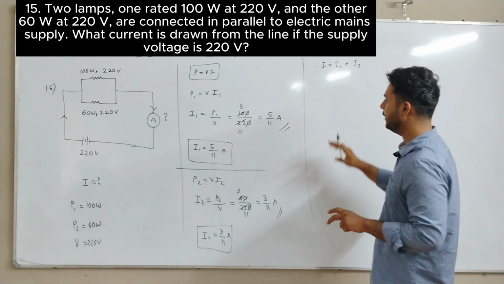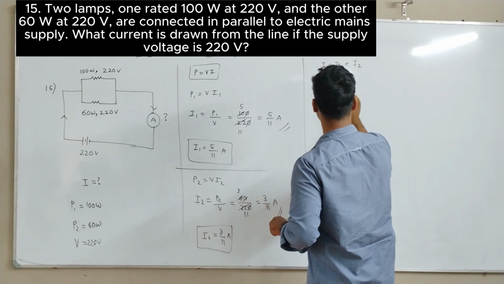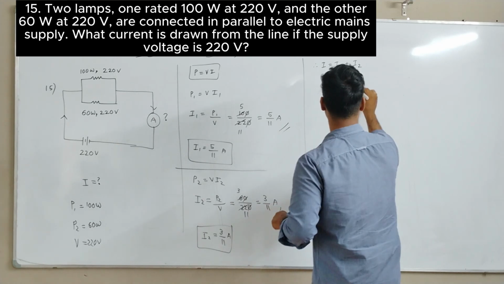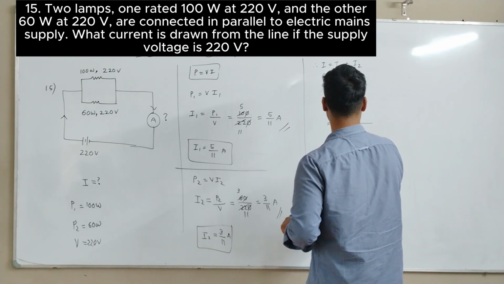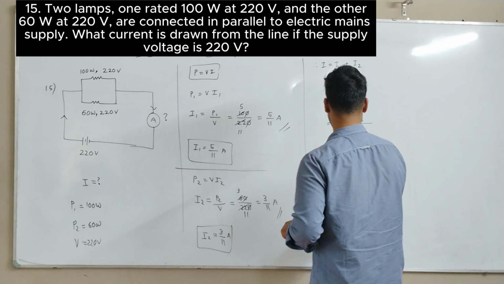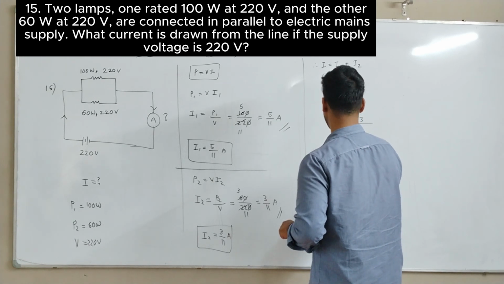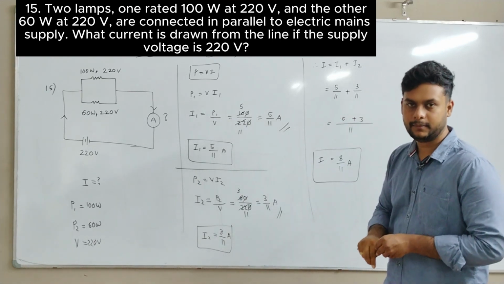Okay. So I1 is how much here? 5 by 11 ampere plus I2 is 3 by 11. Since I have 11, 11, there is no need to do LCM. Directly I will take 11. 5 plus 3, 8 by 11 ampere. Check, it's 8 by 11 ampere, or it's in decimal in the answer.